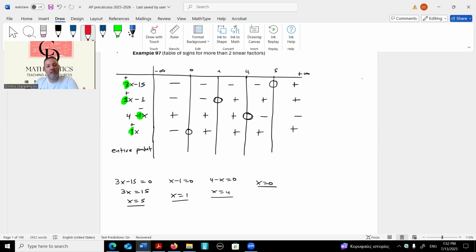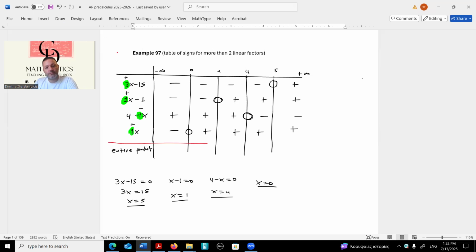Now, we need to find the entire product. Look, one way would be to consider that from minus infinity up to 0, 3x minus 15 will be negative. X minus 1 would be negative. 4 minus x would be positive. X would be negative. So negative times negative, positive, then multiplied by positive again, positive, then multiplied by negative again, negative. This is, if you allow me, boring. We cannot go like this. We will most likely lose it at some point.